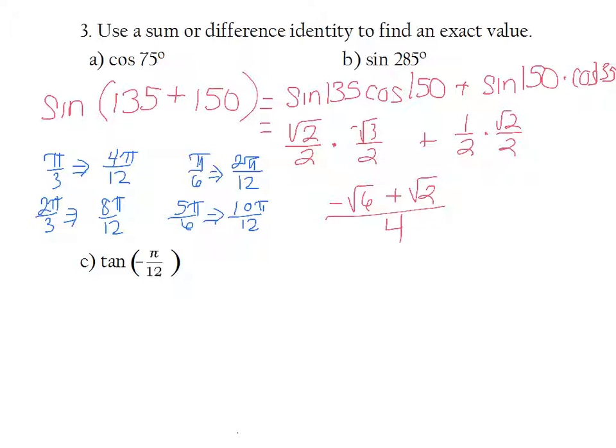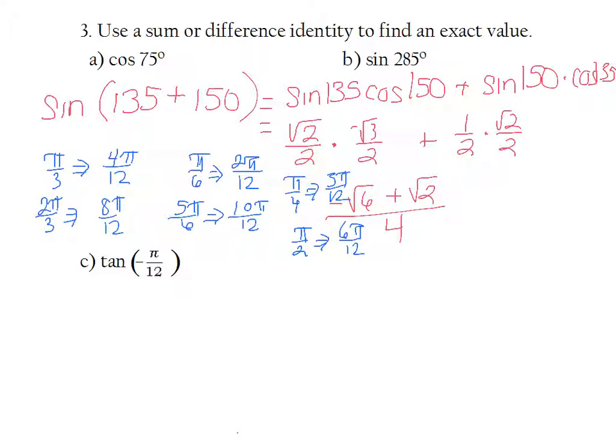Let's try it with a half. What if you had a pi over 2? That would be the same as 6 pi over 12. Or if you wanted to work with a pi over 4, that would be the same as 3 pi over 12. And you're playing with all of these, and you'll get kind of familiar with some of them.